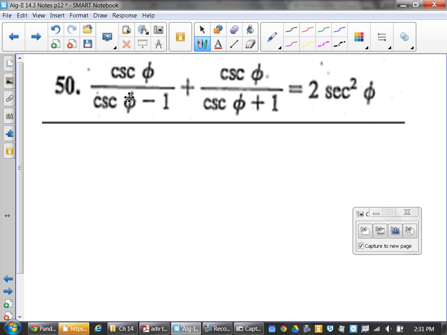On number 50, we have cosecant over cosecant minus 1, plus cosecant over cosecant plus 1, and it has to equal 2 secant squared. Is this like a mega difference of squares thing? Pretty much. In this case, there's really not much I can do. I can't simplify either one of those. But I can get a common denominator, which in this case would be just multiplying those two denominators together. So is it cosecant squared minus 1? It will be, yeah. But I'm just going to write it out in long form first, so we can see that.